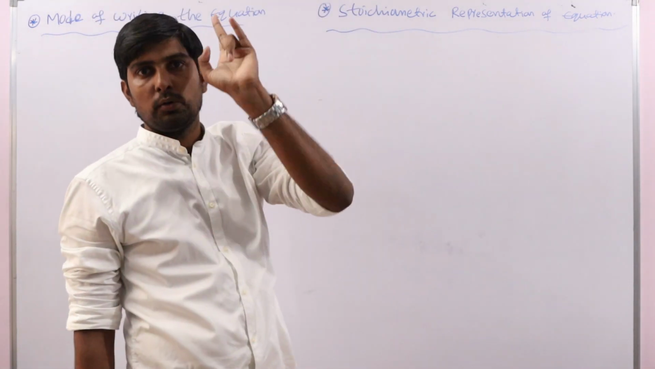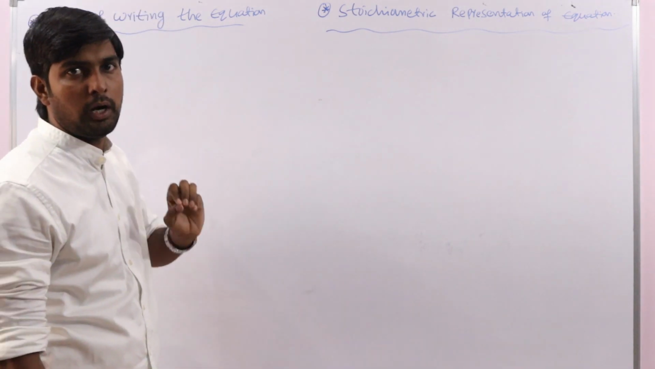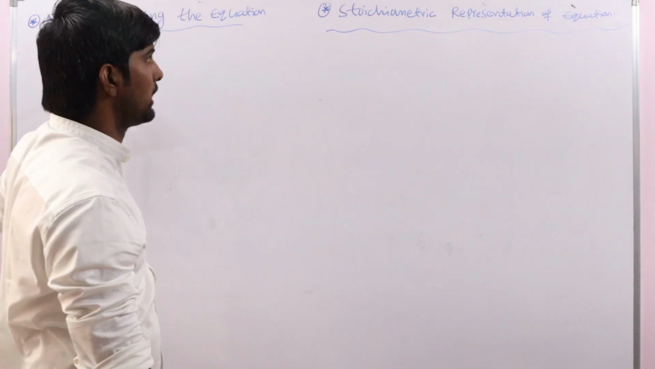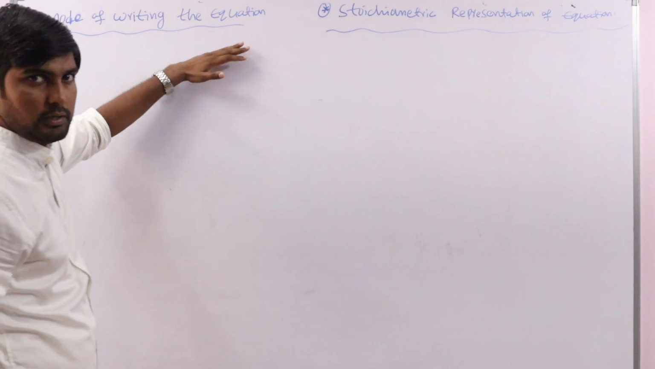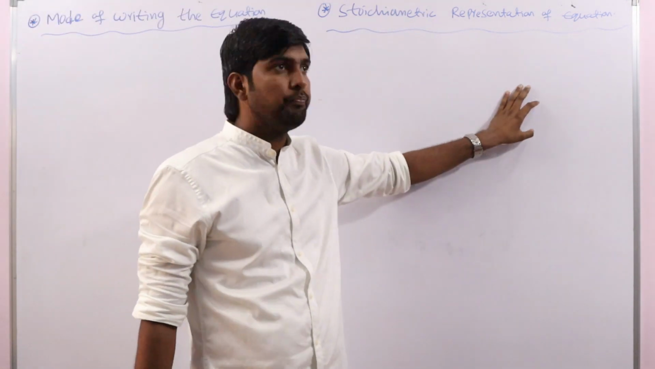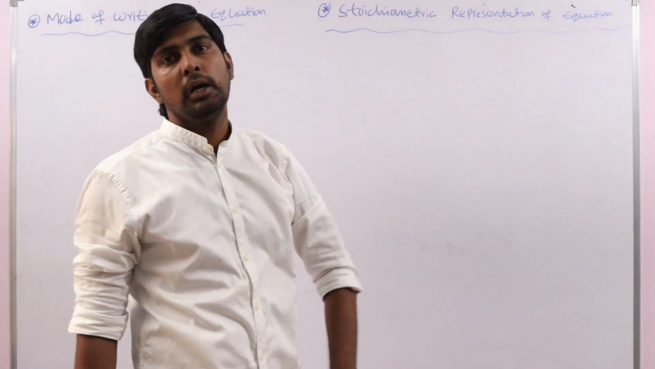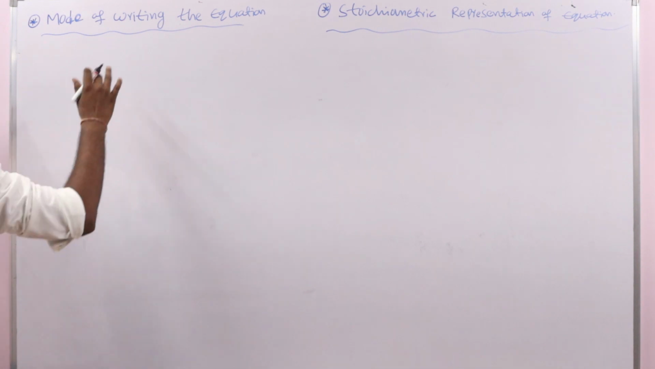And we have another two factors which influence the numerical value of the equilibrium constant. Those we discuss in this lecture. One is the mode of writing the equation or the chemical reaction, and another one is the stoichiometric representation of the equation. So first let us see this one, the mode of writing the equation.